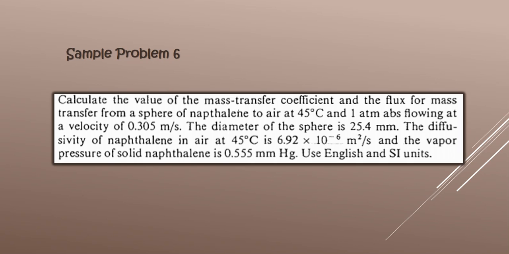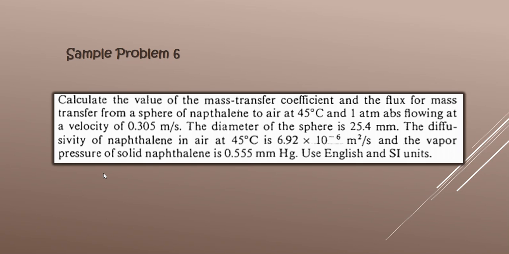The diffusivity of naphthalene in air at 45 degrees Celsius is given to be 6.92 times 10 raised to negative 6 meters squared per second. And the vapor pressure of solid naphthalene is 0.555 millimeters mercury. Now the problem is asking you to determine two required pieces of information, the mass transfer coefficient and the flux, both in SI and English units.